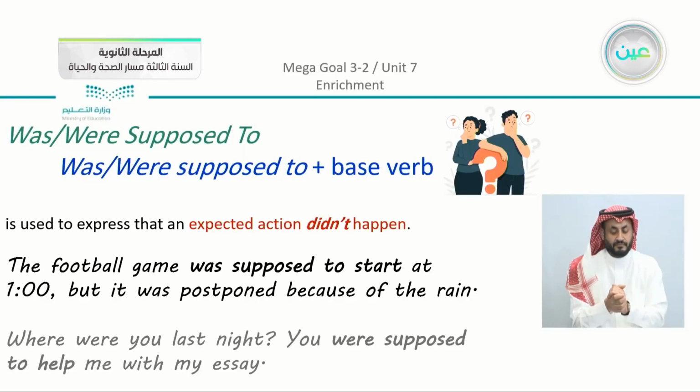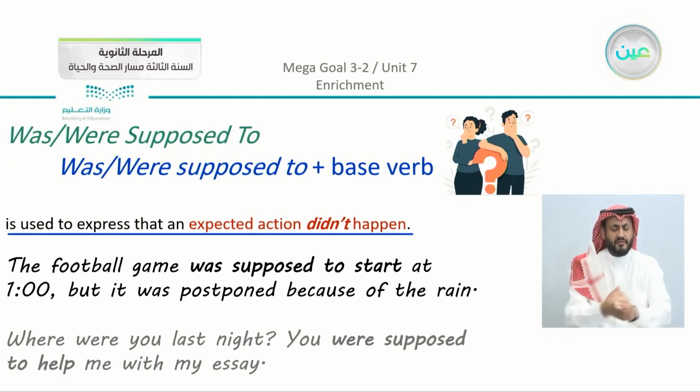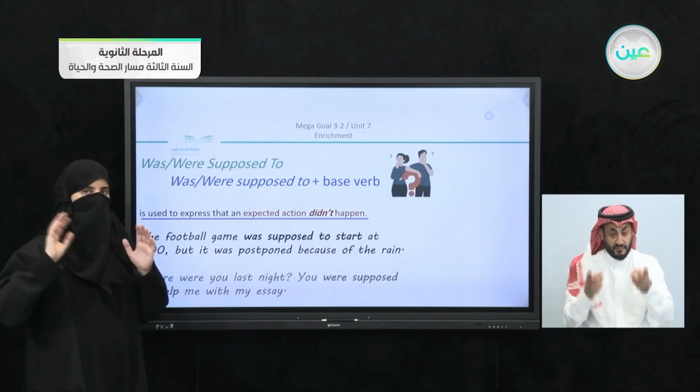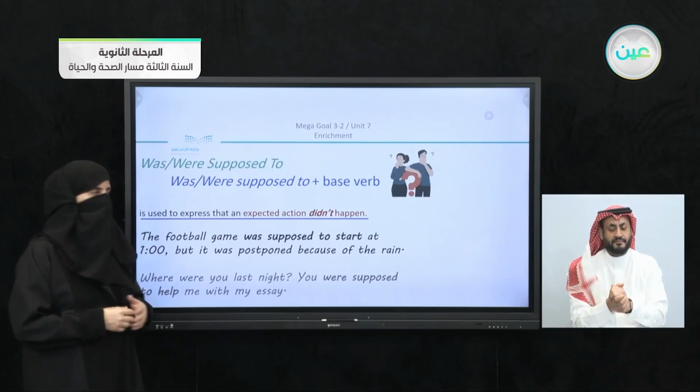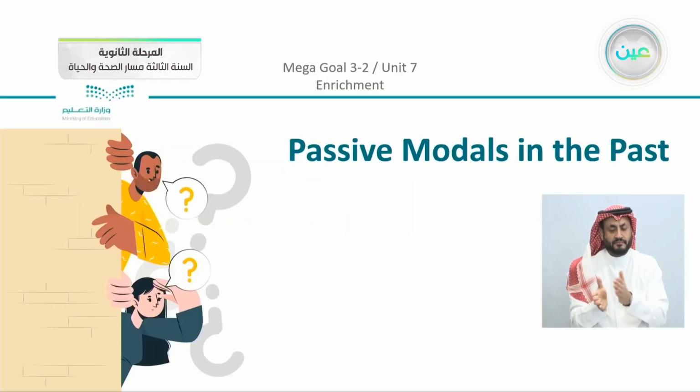Now it is used to express that an expected action didn't happen. So let's just read the example here also to recall: The football game was supposed to start at 1 o'clock, but it was postponed because of the rain. You can see that we have here was supposed to start, the base form here. Now note that this structure is different from the structures that we have studied before. So we're going to just apply them in exercises, inshallah.